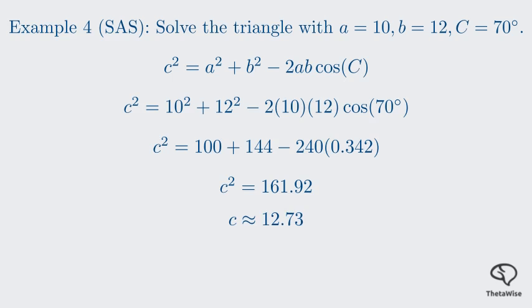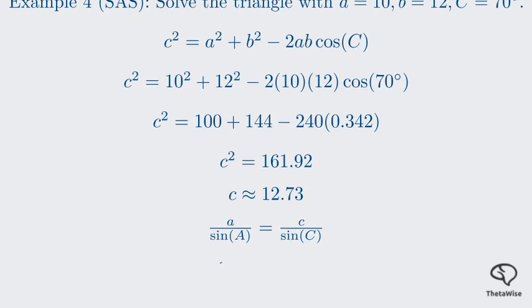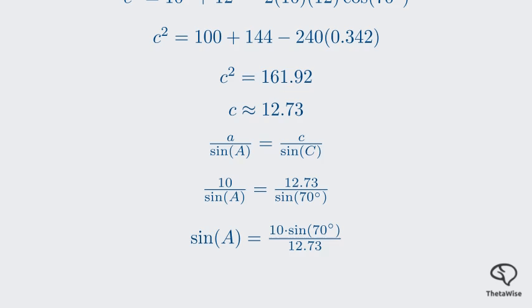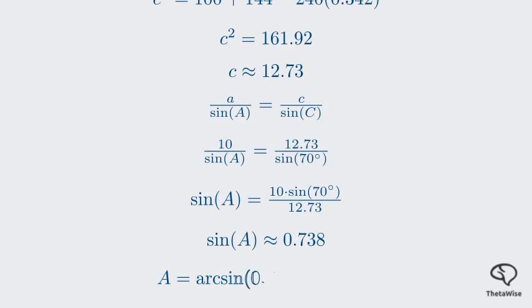Now that we know all three sides, we can find the angles. We can use the law of cosines again, or we can switch to the law of sines, which is often simpler. Let's find angle A using the law of sines. We set up the proportion A over sine A equals C over sine C. That's 10 over sine A equals 12.73 over sine of 70 degrees. Solving for sine A, we get sine A equals 10 times sine of 70 degrees, divided by 12.73. This gives us approximately 0.738. Taking the inverse sine, we find that angle A is approximately 47.58 degrees.